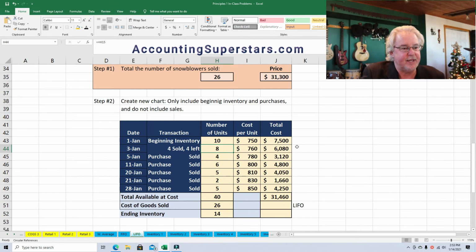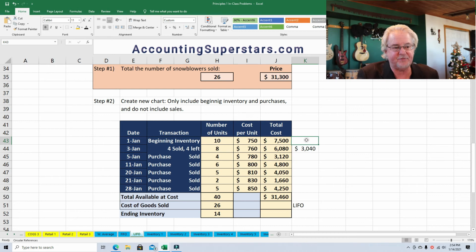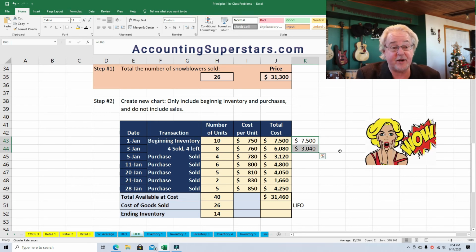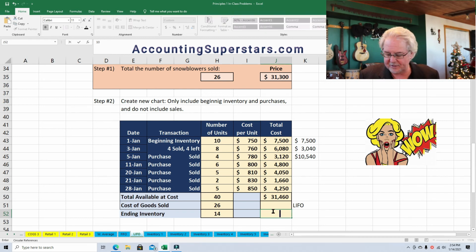So our ending inventory is going to be here. It'll be 4 left at 760 each. So 3,040. These were left. This would be our ending inventory. We also have these 10 left in the beginning inventory. 10 left at 750 each. That's $7,500. There we go, 7,500 and 3,040. If we add these 2 numbers up right here, that'll be the value of our ending inventory. So our ending inventory is going to be 10,540. I get that from adding the 7,500 plus the 3,040, you get 10,540. That is the value of our ending inventory, 10,540.